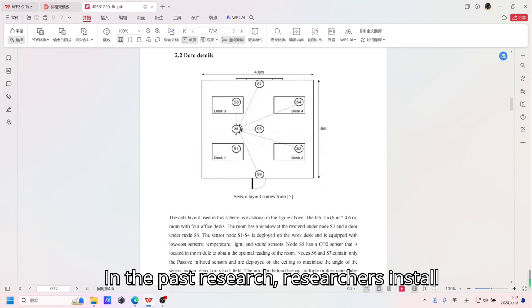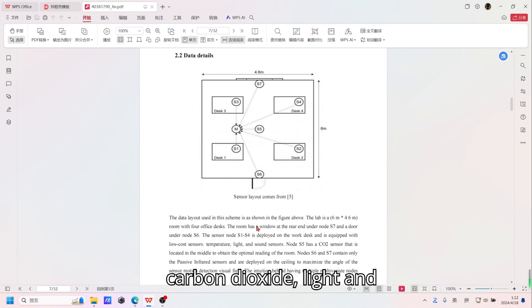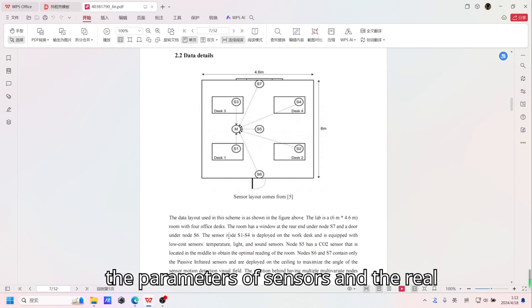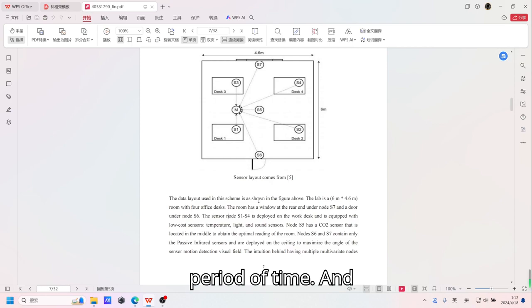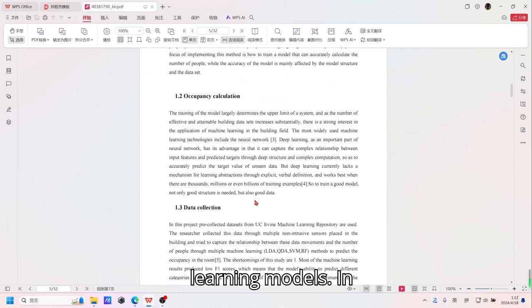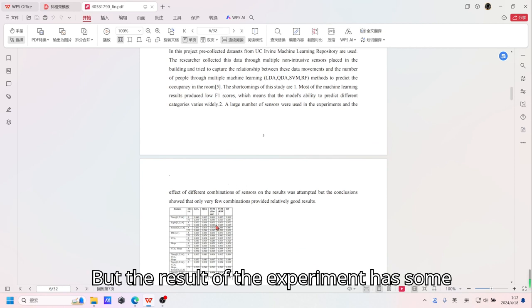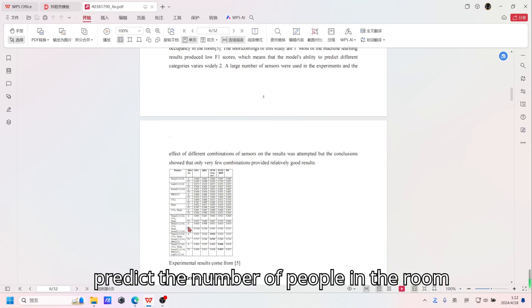In past research, researchers installed various sensors in the room, such as carbon dioxide, light, and temperature sensors. They then collected the parameters of the sensors and the real number of people in the room over a period of time, and then trained some machine learning models. But the results of the experiments had some problems, and most experiments did not predict the number of people in the room perfectly.